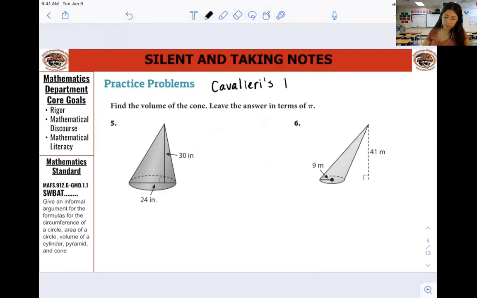Cavalieri's principle. Okay, again, something to remember. That's his name. Cavalieri's principle tells us that as long as you have the same height and the same base area, the volume is going to be the same. So we can use the same exact formula.